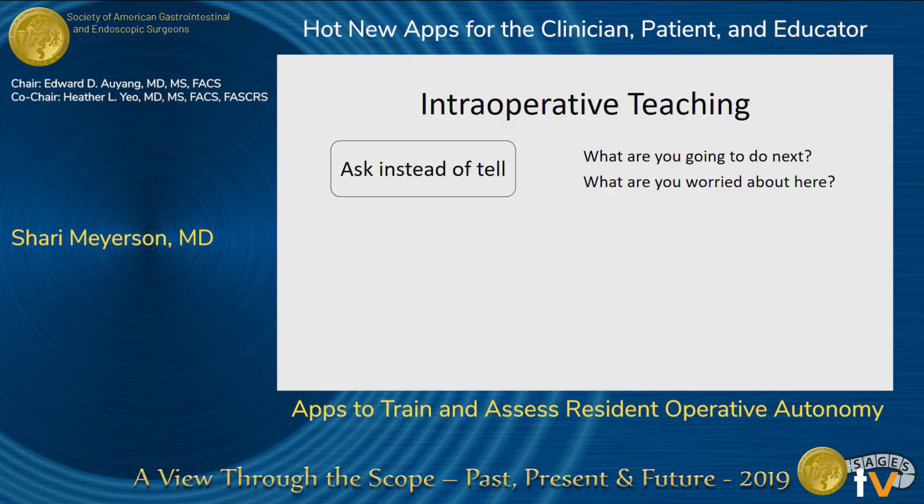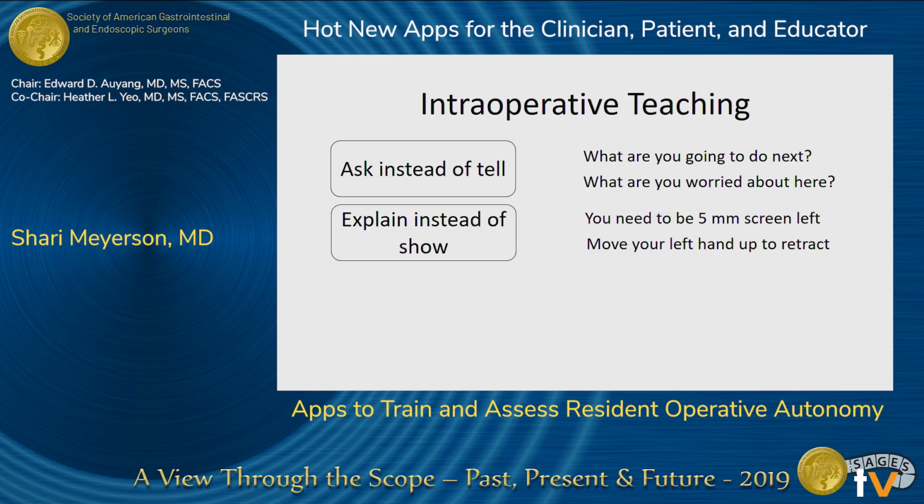And then in the OR, there's some tricks that you can use to enhance autonomy. So one of them is, instead of telling the resident what to do, build autonomy by giving them that space to think. Ask questions instead of saying the next step is, what is the next step? That forces them to make that shift from doing what you tell them to actually controlling the flow of the operation.